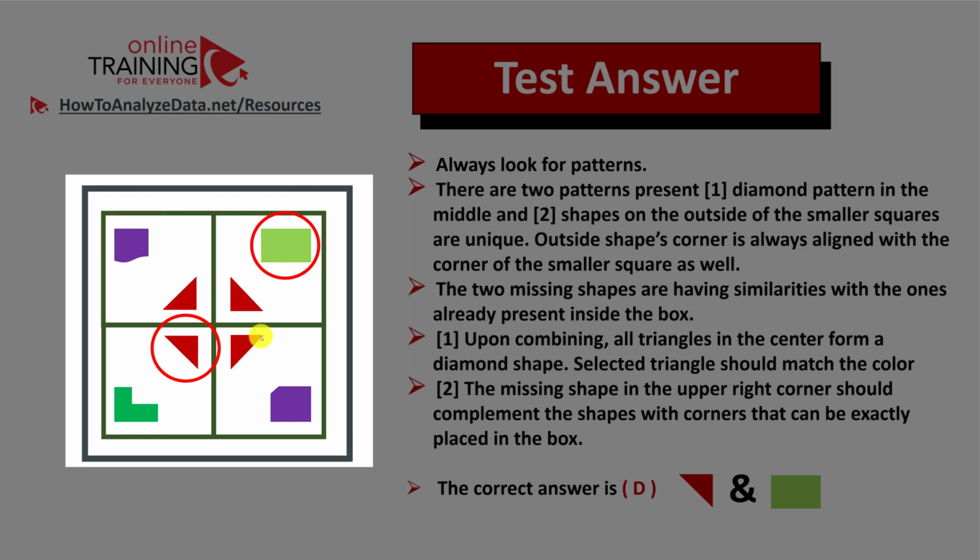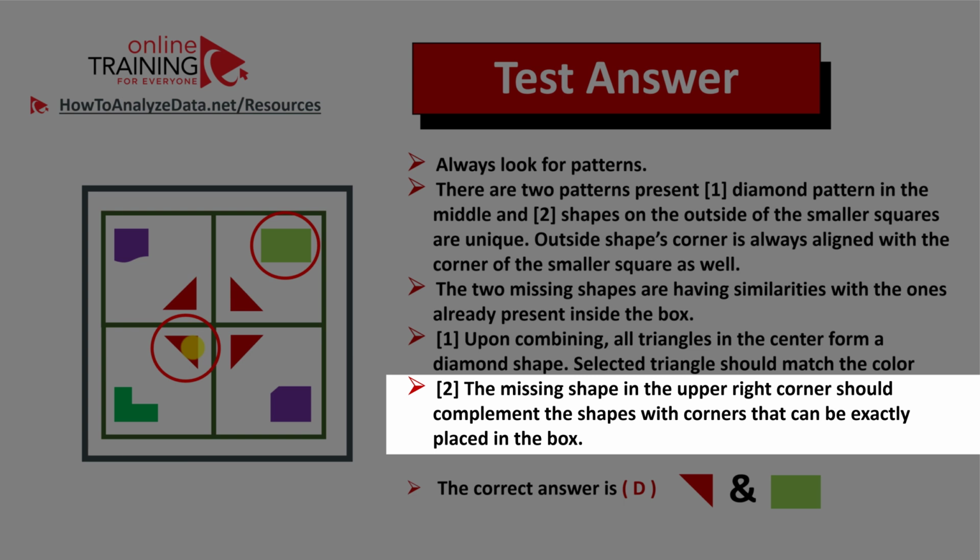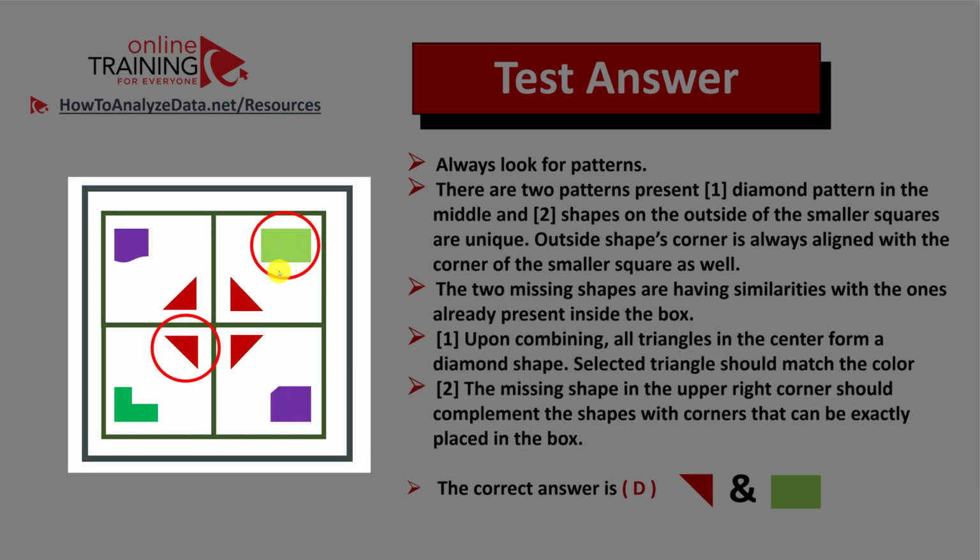Let's look at each one of these 2 patterns in more detail. You should look for the triangle which matches the color, and upon combining, it should build a diamond. For pattern 2, the missing shape in the upper right corner should complement the shapes with the corners that can be exactly placed in the box.